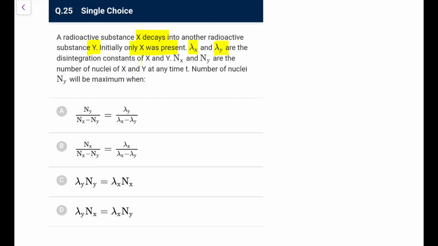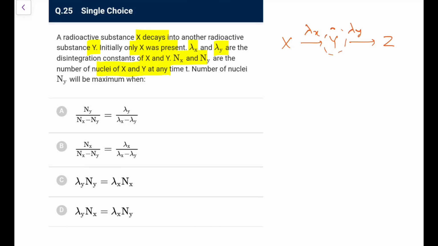Lambda X, lambda Y are the decay constants of X and Y. Okay, so it is successive disintegration. And X and Y, the number of nuclei NY at any time t will be maximum. So you just remember, X decays to Y, and let's say Y decays to some Z. This is lambda X, this is lambda Y.